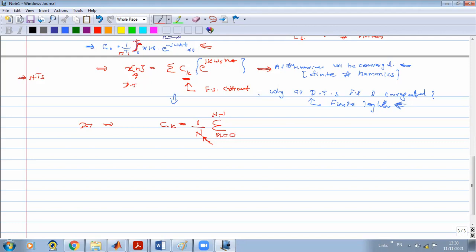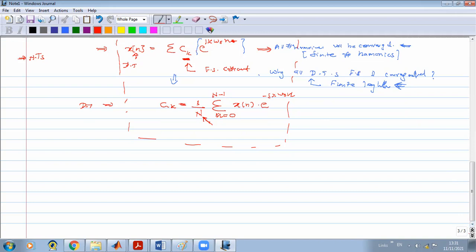So here I have to evaluate this within one period. Simply, see here x(t) e^(jk omega naught t). Here we have x[n] e^(minus jk omega naught n). So this is the Fourier series representation for a discrete time signal.